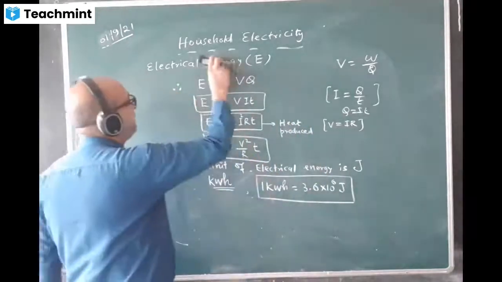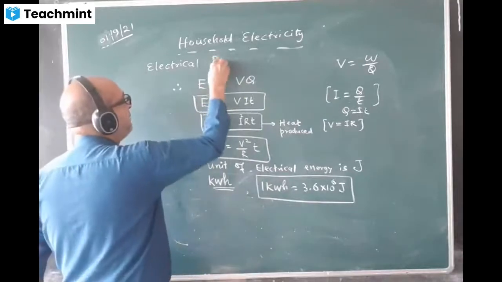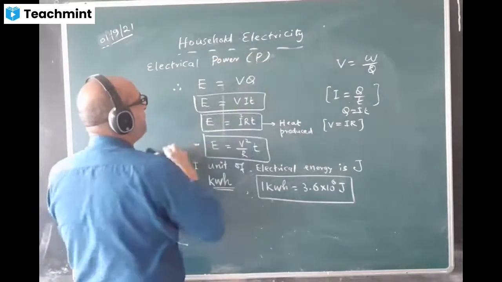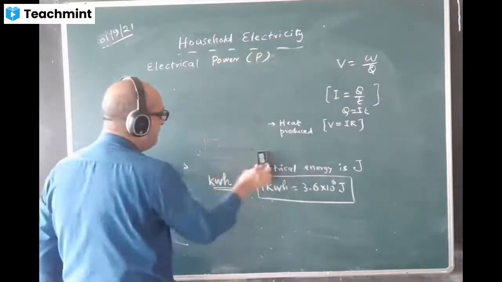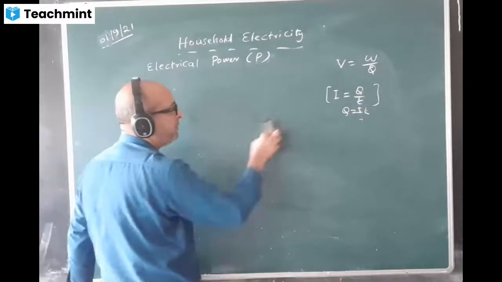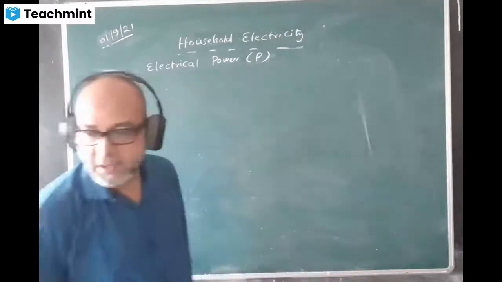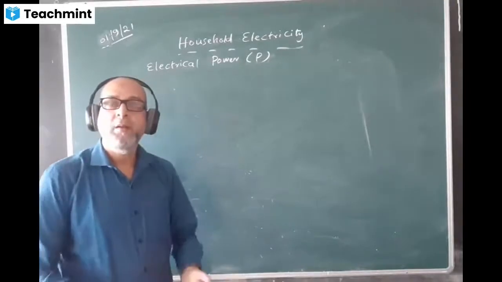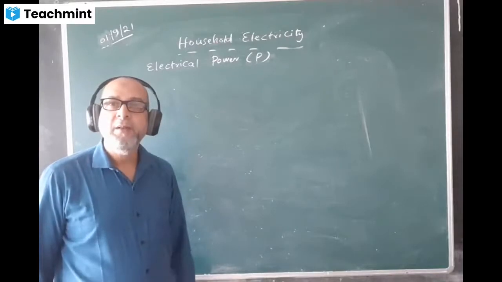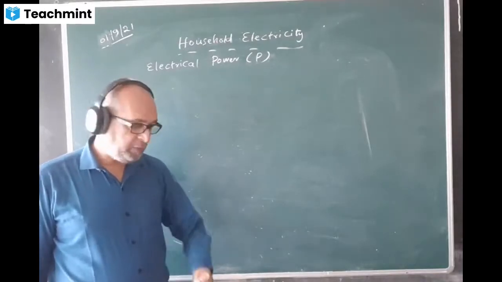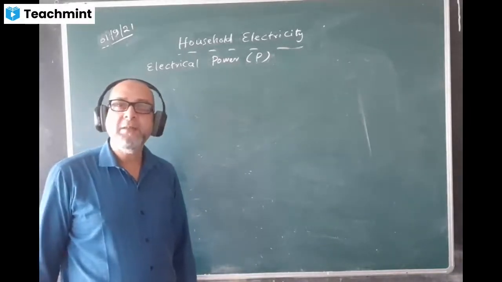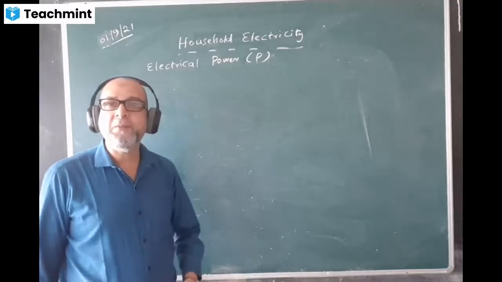Now the next part we write on electrical power. Next heading is electrical power, denoted by P. Please write down the heading electrical power. What is electrical power? It is the rate of consumption of electrical energy.